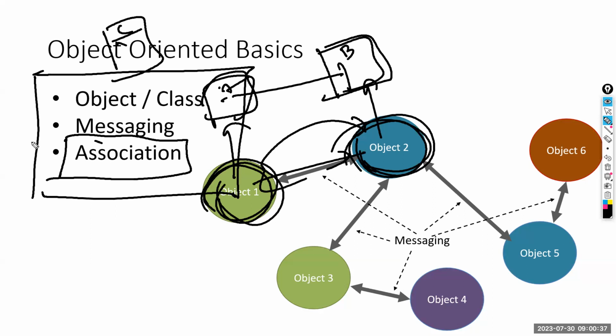So that means what is an object, what is a class, what is messaging, what is meant by association or association relationship. Okay.